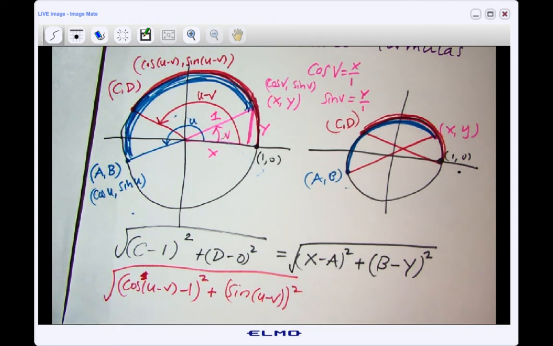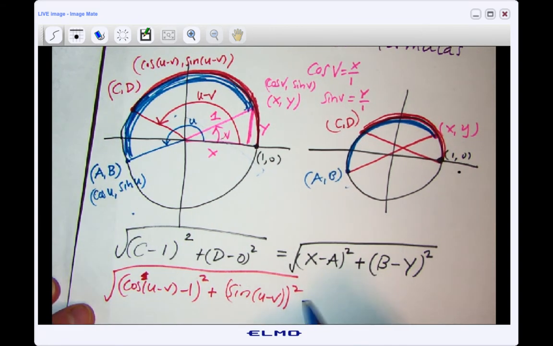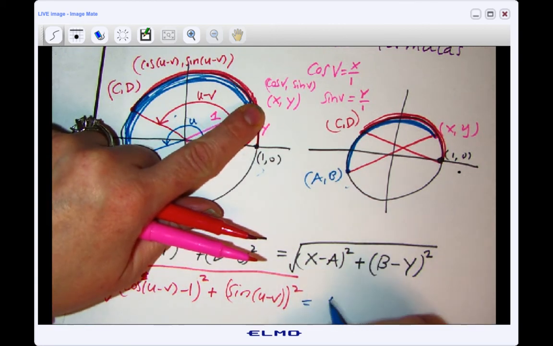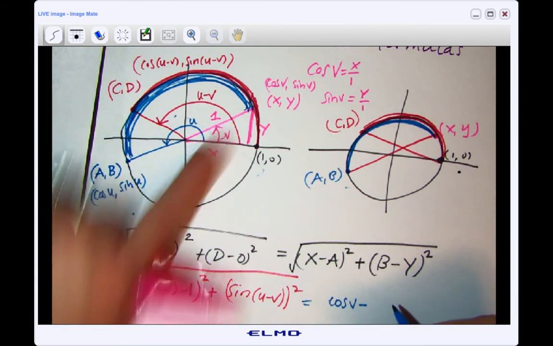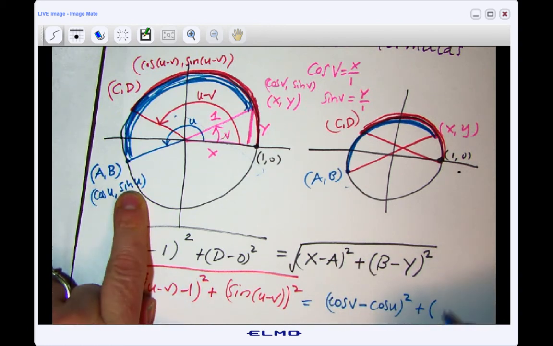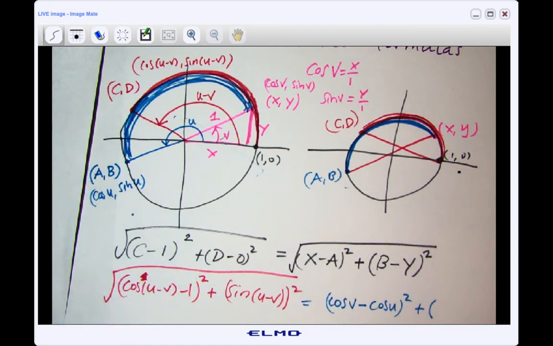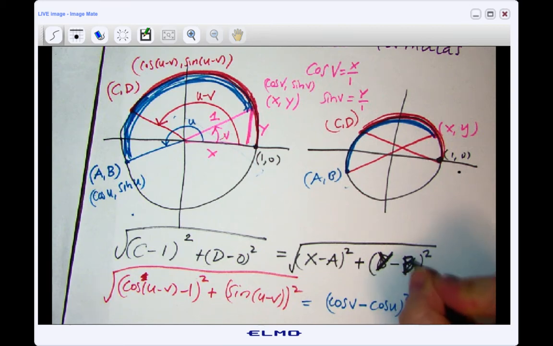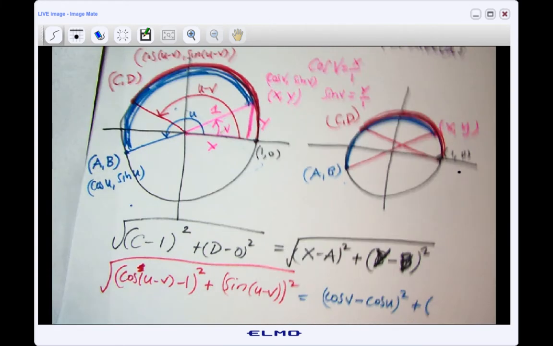Square root of that is equal to, well, the x I'm going to change with cosine v. The a I'm going to change with cosine u. And the b I'm going to change with sine. I should have done them both the same. Let's make it yb just to keep them sort of the same. It doesn't matter that much, but why don't we do that? Just for clarity, how's that?